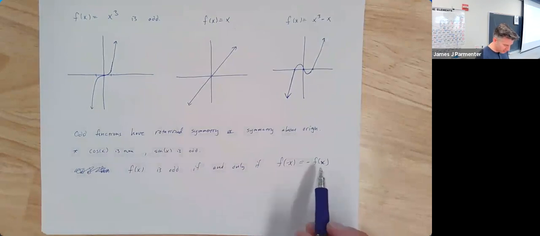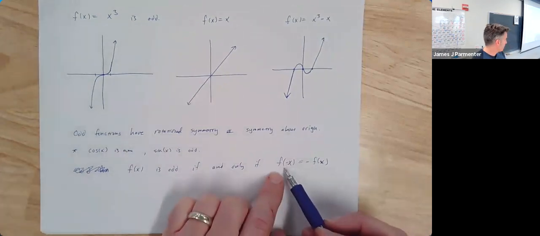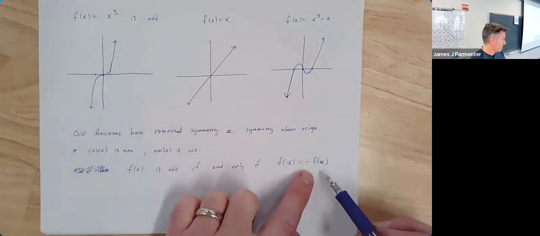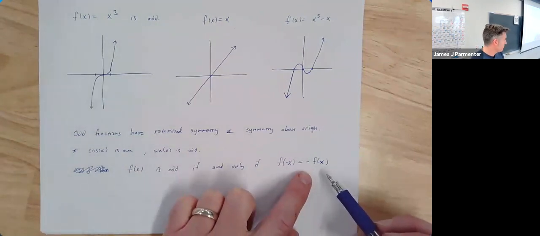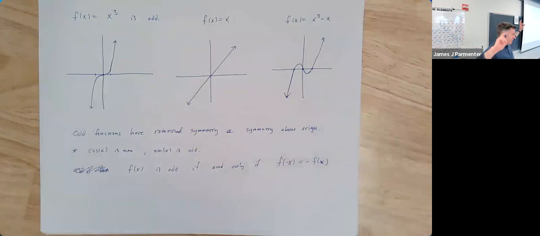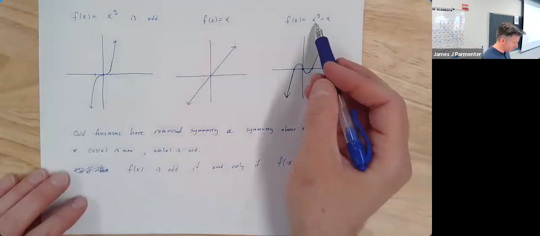Essentially, what we're saying here is that f of negative x, which is the reflection in the y-axis, is the same as negative f of x, which is the reflection in the x-axis. So you put a negative out in front of the function, it reflects it around the x-axis. We put it inside the function, it reflects around the y-axis. We can check. Let's actually check this last one here.